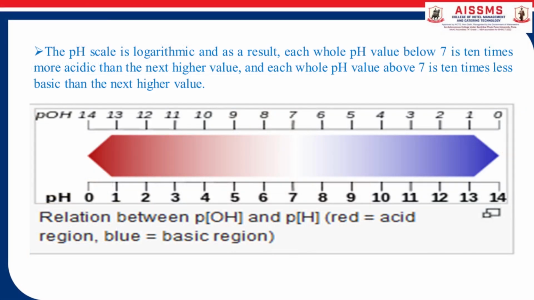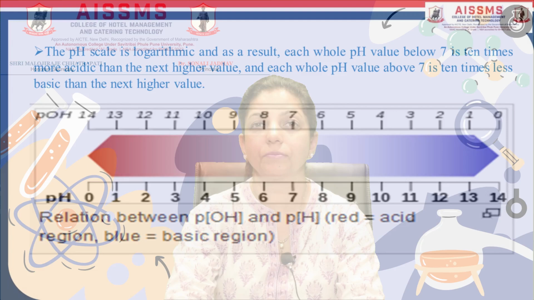The pH scale is logarithmic. Each whole pH value below 7 is 10 times more acidic than the next higher level, and each whole pH value above 7 is 10 times less basic than the next higher value. So there is this relation between the lower pH and the higher value of pH, as shown in the figure.